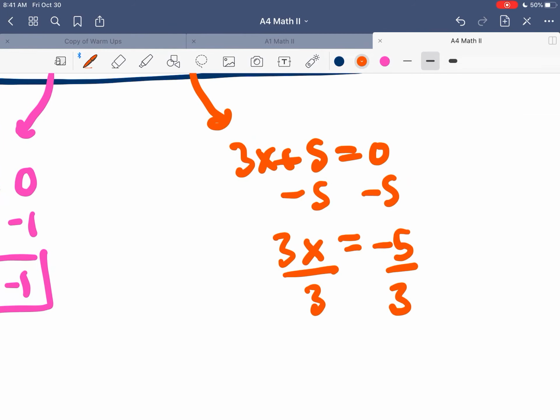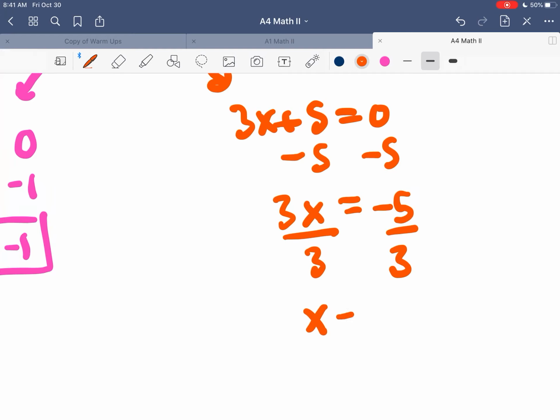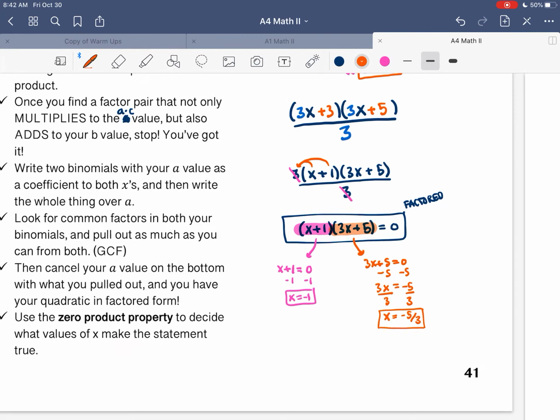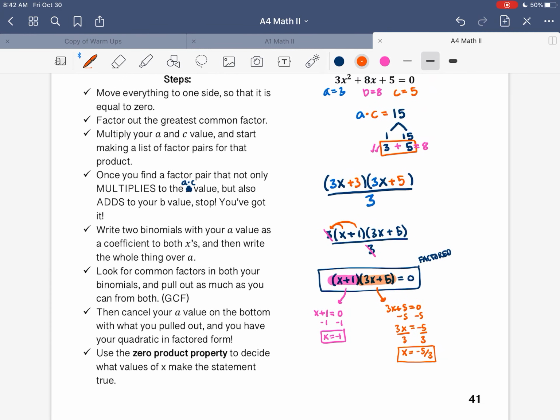When you end up with a 3x equals something, you just divide by that 3 so you get an x equals, and -5/3 is a perfectly allowable number. It's a fraction, and you will get a lot of fractions when you're doing leading coefficient factoring, but it's perfectly fine. It's allowed. You're allowed to have fractions. And that's it. We did it.